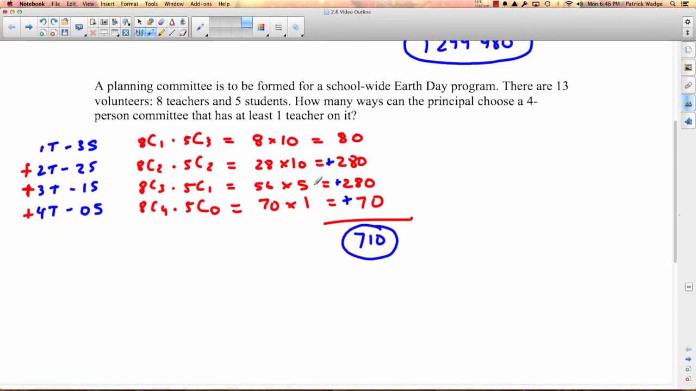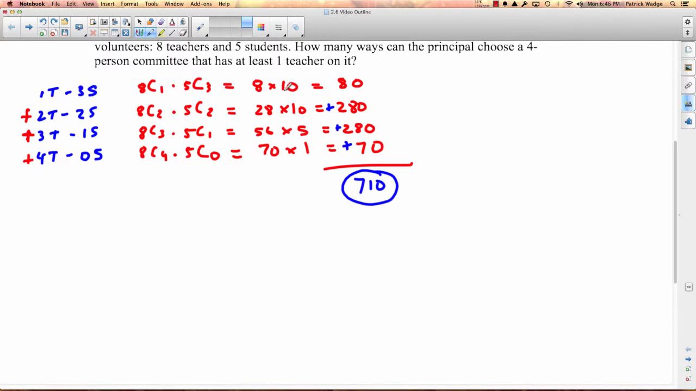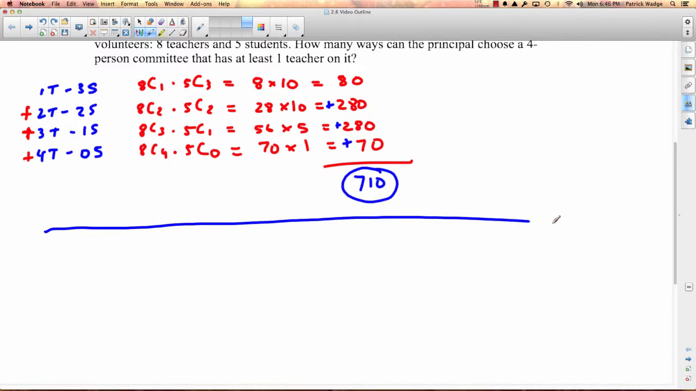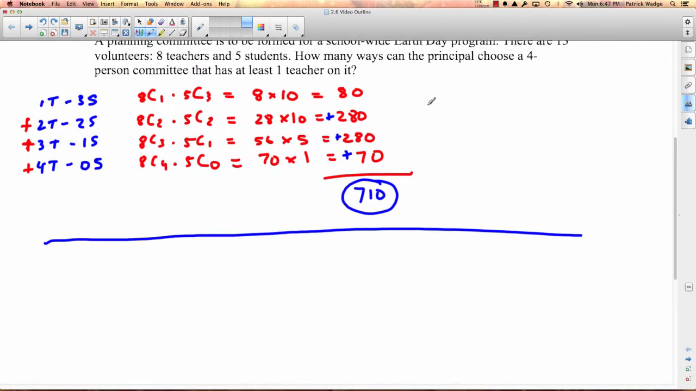Now, it wasn't that bad, but I'd already worked it all out with a calculator. If you'd had to use a calculator for all this, it would have taken quite a bit of time. There's actually another way you could do this. Did you think about it? I gave you all that time to think about it. If you want to know all the ways the principal could choose a 4-person committee that has at least one teacher on it, what's the only situation that doesn't work? The only situation that doesn't work is when you have no teachers on it.